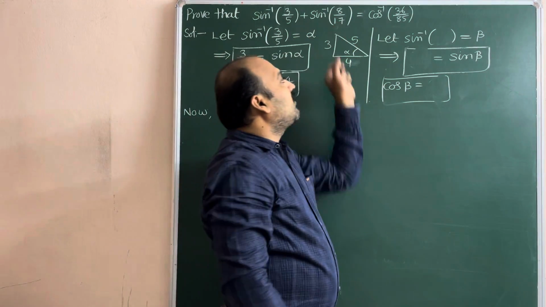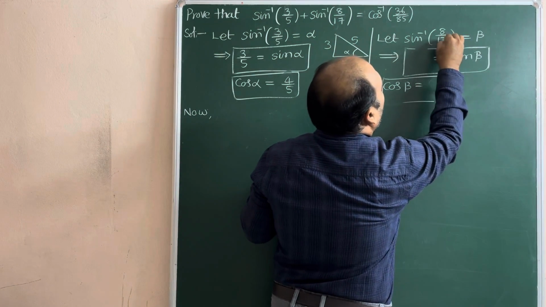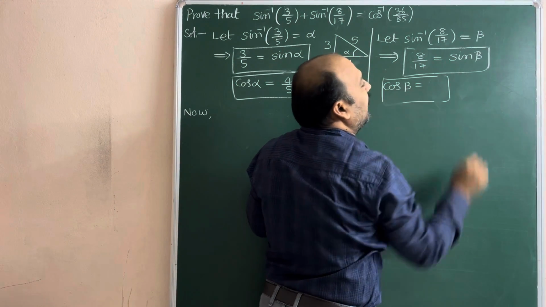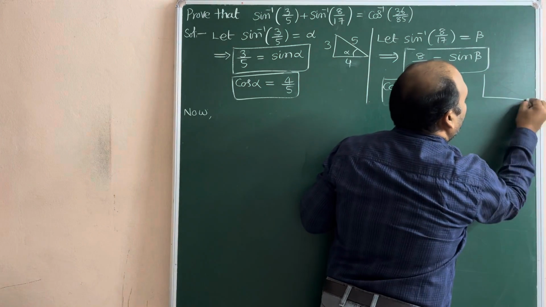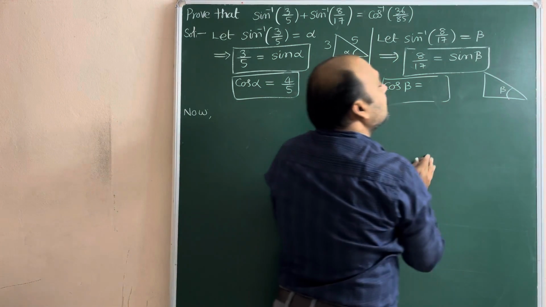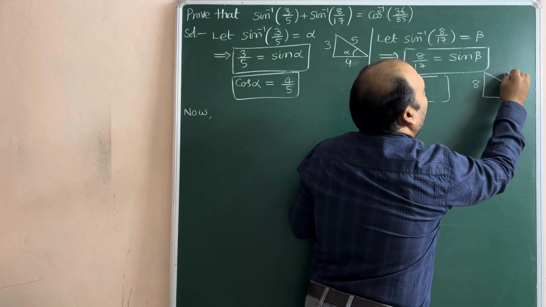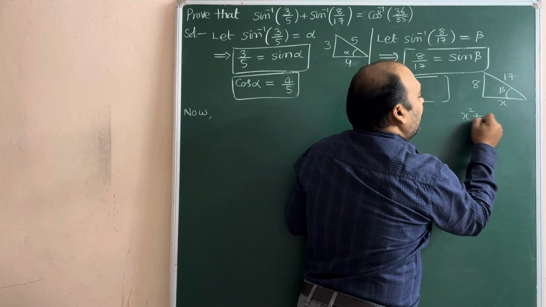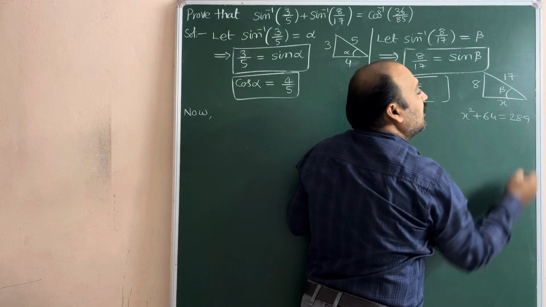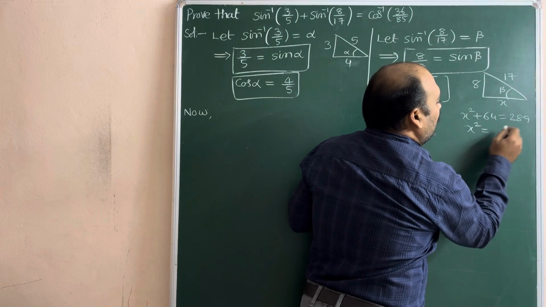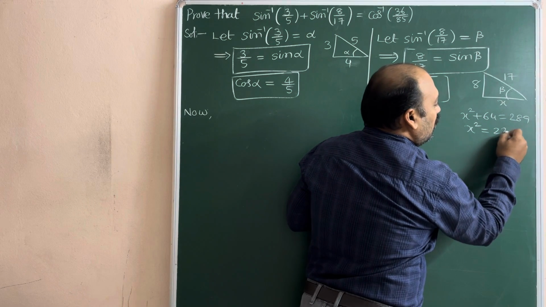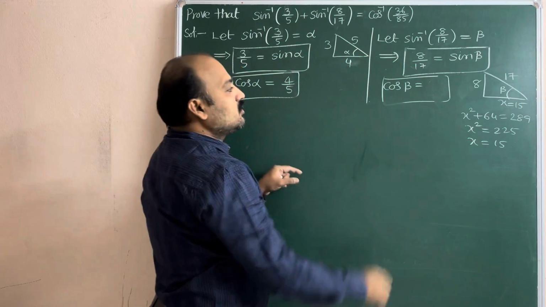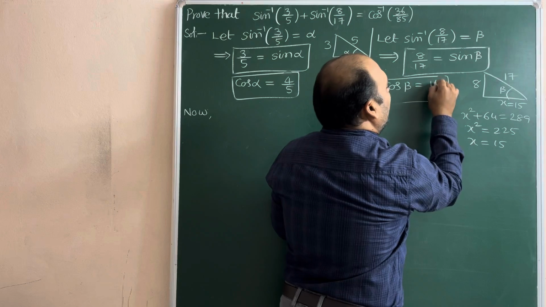Come to the second term, sine inverse of 8 by 17. We assume that is beta. So sine beta equals 8 by 17. Again, by the Pythagorean theorem, for angle beta, sine is opposite by hypotenuse, 17. Let this value be x. Then x square plus 64 equals 289, 17 into 17. So x square equals 289 minus 64, which is 225. So x equals 15. From this, cos beta, adjacent side by hypotenuse, is 15 by 17.